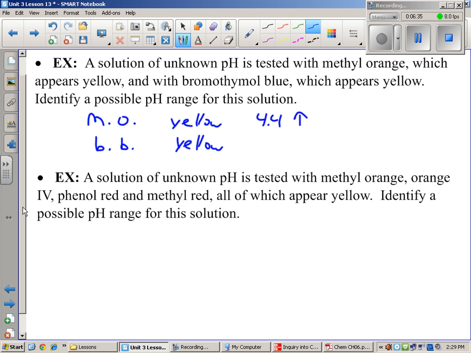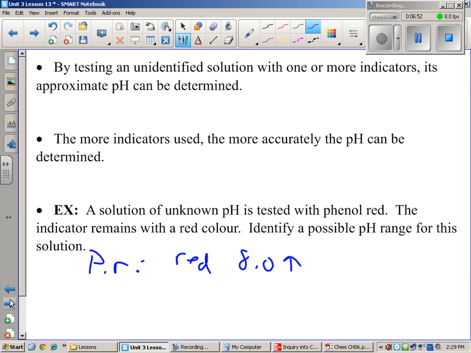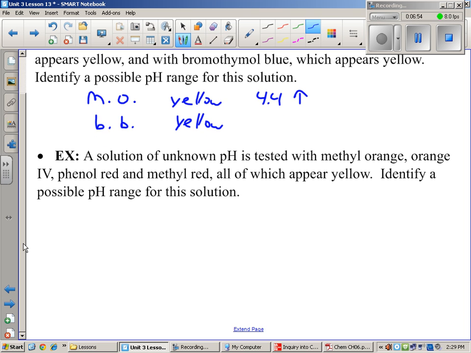Find that on your sheet and look at it. Once again, here's methyl orange, 4.4 and above. That's all I can tell you: if it's yellow, it's got to be 4.4 and above. But look, if we use two indicators, bromothymol blue, for example, in the same solution, or testing part of that same solution, I get a yellow color again, and I see yellow corresponds with 6.0 and below.